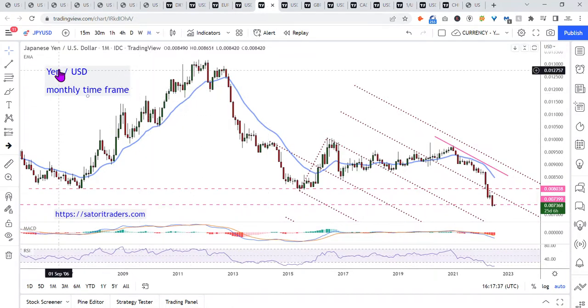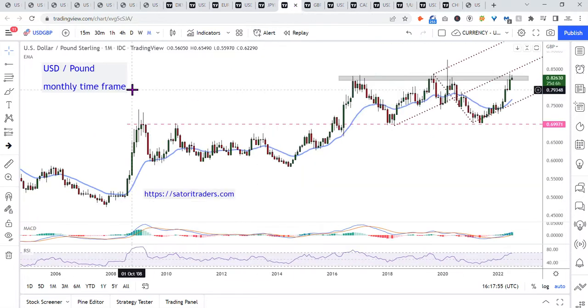Opposite picture. So this is the yen relative to the US dollar. Obviously, a technical downtrend, fallen off a cliff in recent months. MACD in bear mode, energy very low.